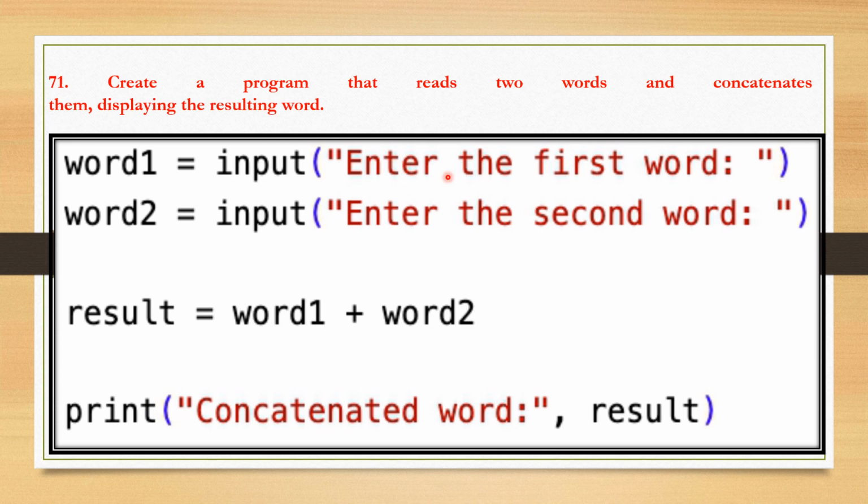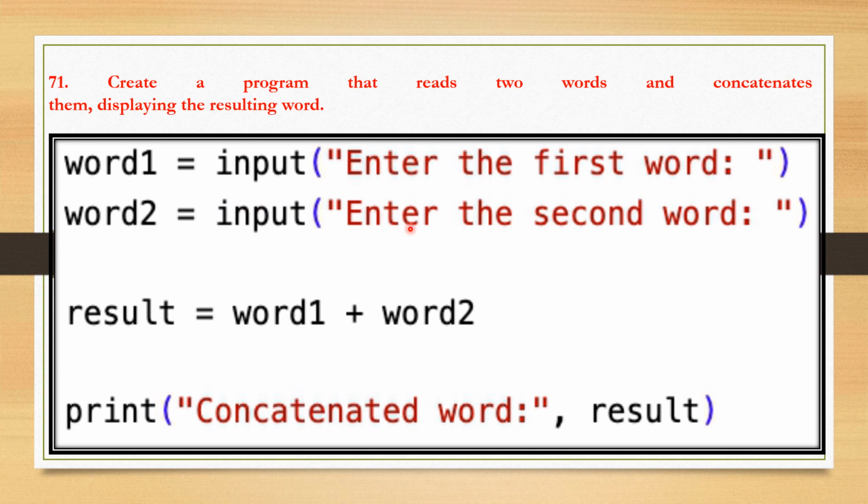The first program is to read two words, concatenate them, and display the resulting word. The program will start by prompting the user to enter the first word using input. The text "enter the first word" is displayed as a prompt, the user can type their response, and this entered word is stored in a variable word1.